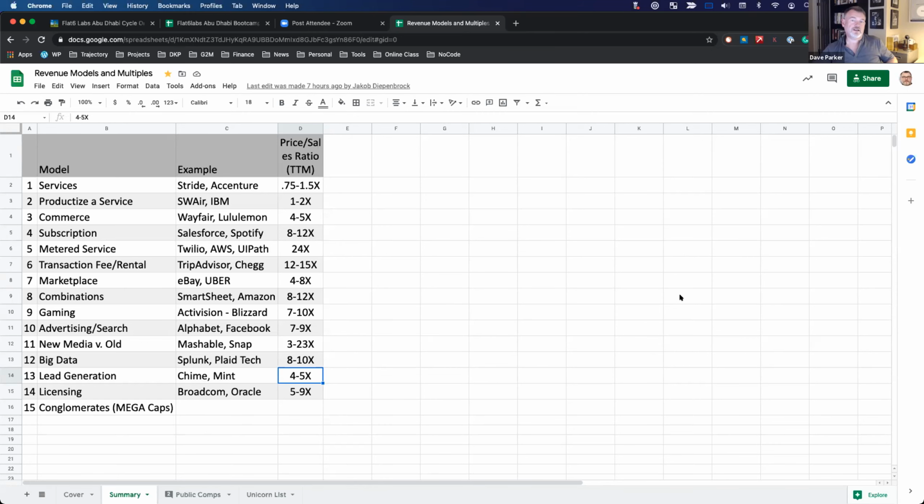It's usually a service business that is sold at a fixed price. So IBM, for example, if you look at IBM's revenue, most of their revenue comes from professional services. Sure, they also sell products, right? So I would say it's typically 1 to 2x on revenue.